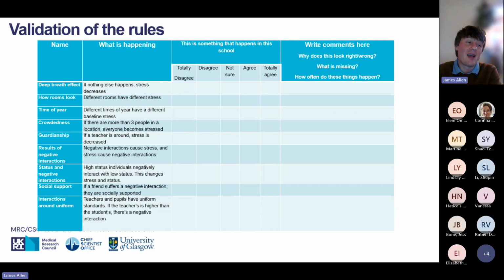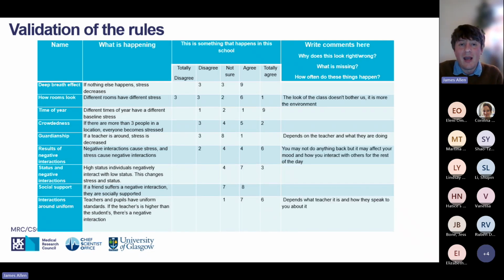So here on the left, we have a list of all of our rules. So we have the deep breath effect, which is essentially this idea of stress decay. If nothing else happens, stress decreases. How rooms look, time of year, those rules that I was talking about, crowdedness, guardianship, and then some other rules around social support or interactions around uniform. And then we have this little description of the rule. Essentially what I did is present the rules in exactly the way that I presented to you about 10 minutes ago in terms of the stress and stuff. And then I just said, okay, do you agree or disagree with this? And we gave everybody little stars. And here are the kind of results that we got from this exercise.